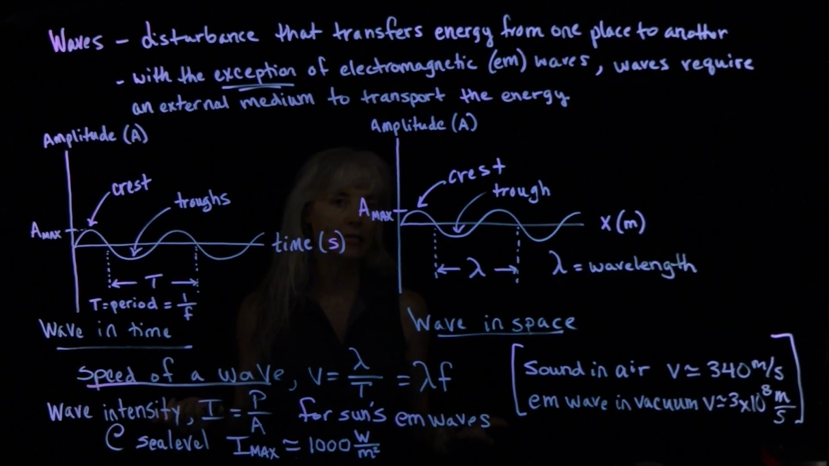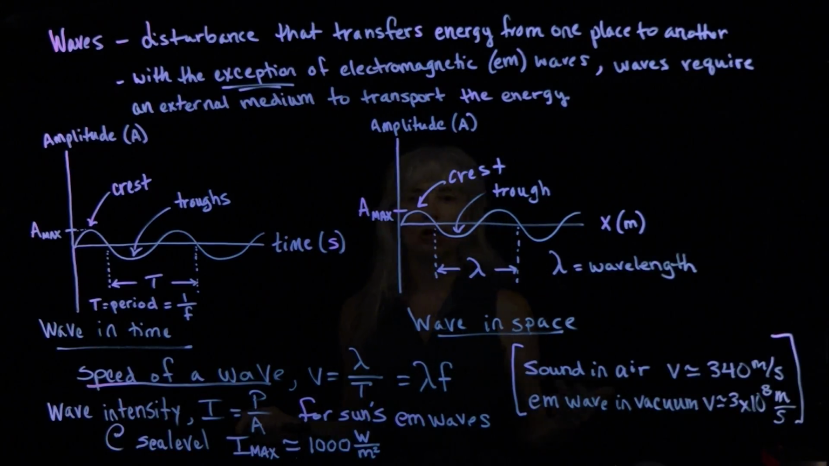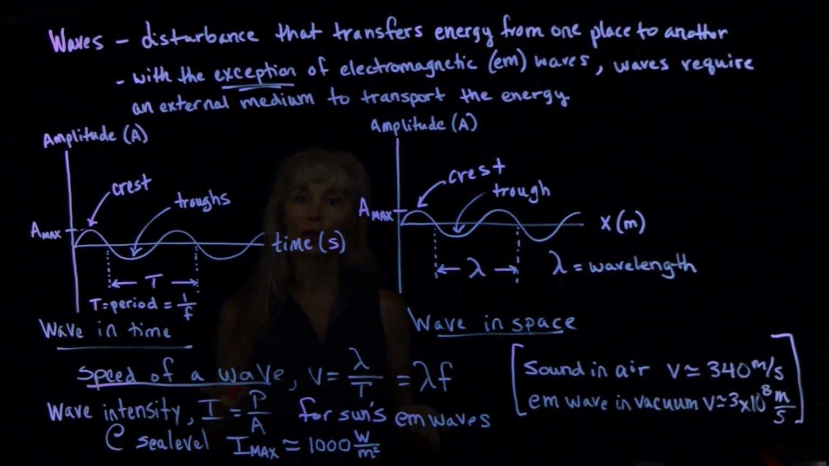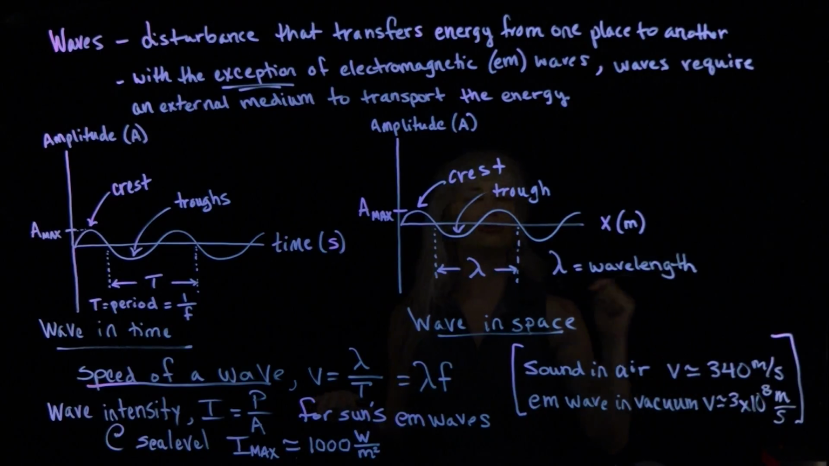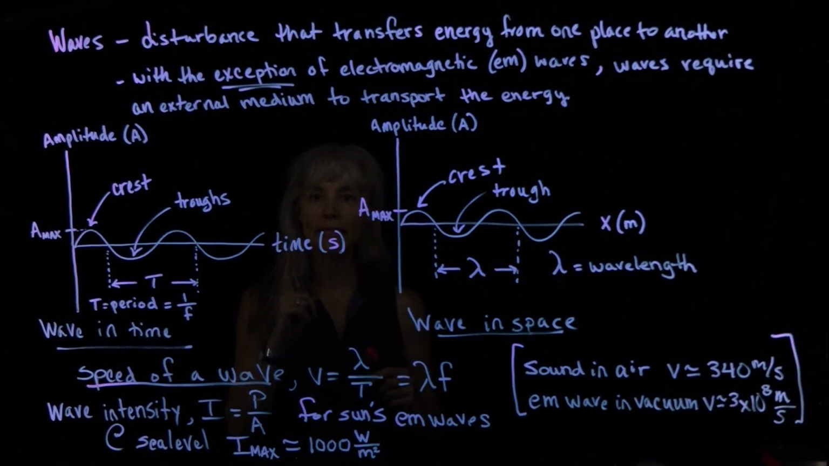To give you an idea of some wave speeds, sound waves that are traveling through air, our atmosphere, dry air, sea level, the wave speed is about 340 meters per second. So in 1 second, dry air, sea level, a sound wave will travel approximately 340 meters.